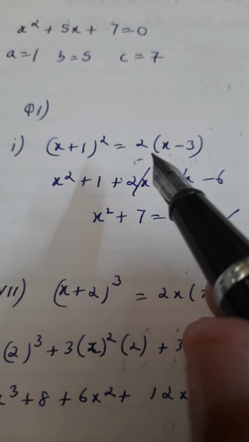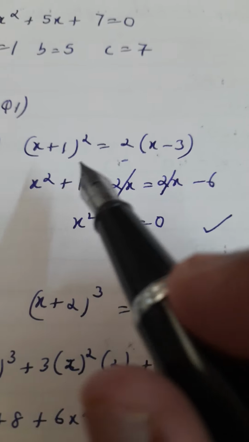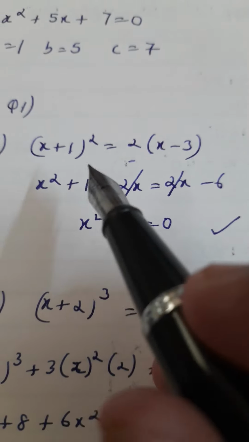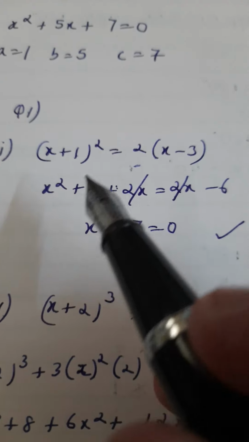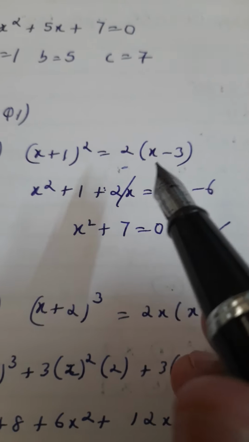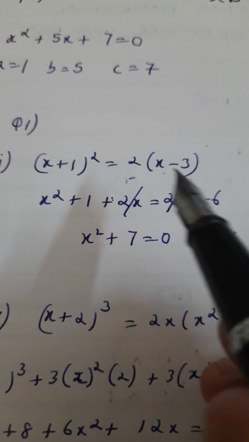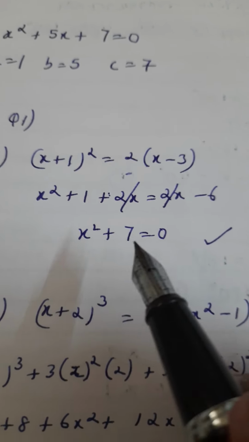X plus 1 whole square equal to twice of x minus 3. Here you will have to apply which identity? A plus b whole square identity. A plus b whole square is a square plus b square plus 2ab. I have applied that. Open the bracket here. 2x minus 6. 2x is getting cancelled. Minus 6 comes this side. So x square plus 7 is 0.